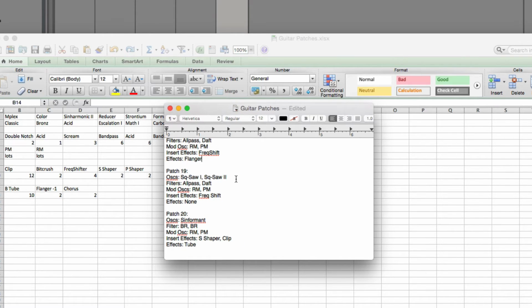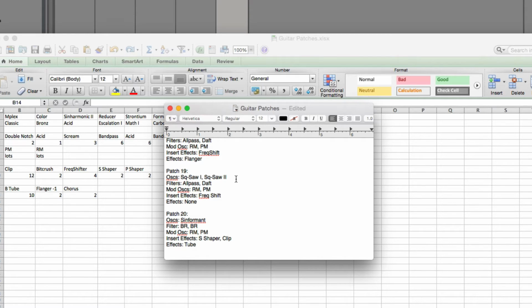Patch 19, 2 square saw ones. Maybe it was a square saw 2, I don't remember. That's probably a typo. Filter, all pass and daft, Moto SC, ring modulation and phase modulation, insert effects, frequency shifting, no final effects.